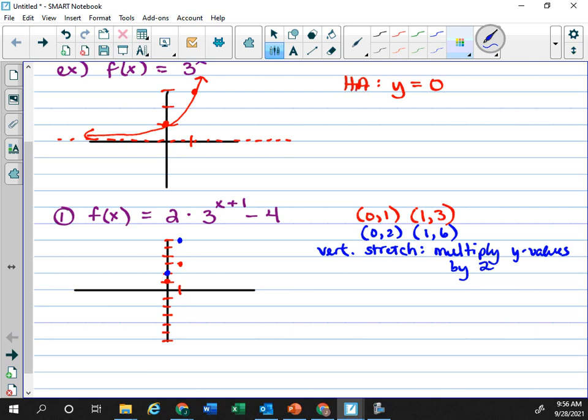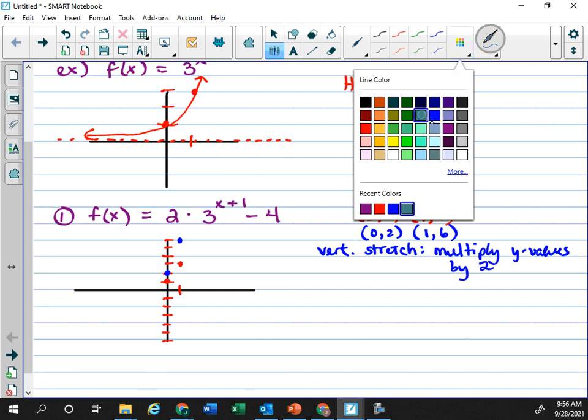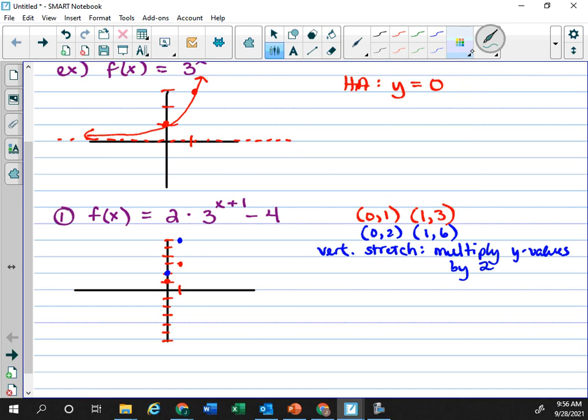All right. Then I've got a plus 1 up with the x and a minus 4 just sort of at the end there. So what do those mean? What's the plus 1? Okay, so we're going to go left 1. And what about the minus 4? Down 4, good.